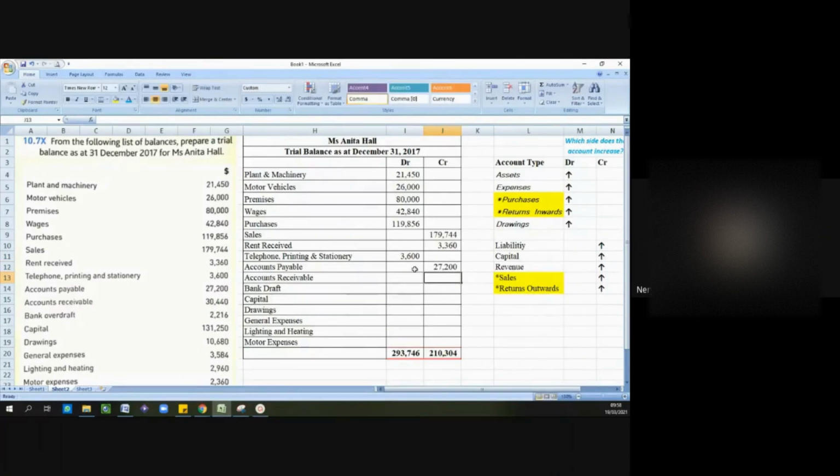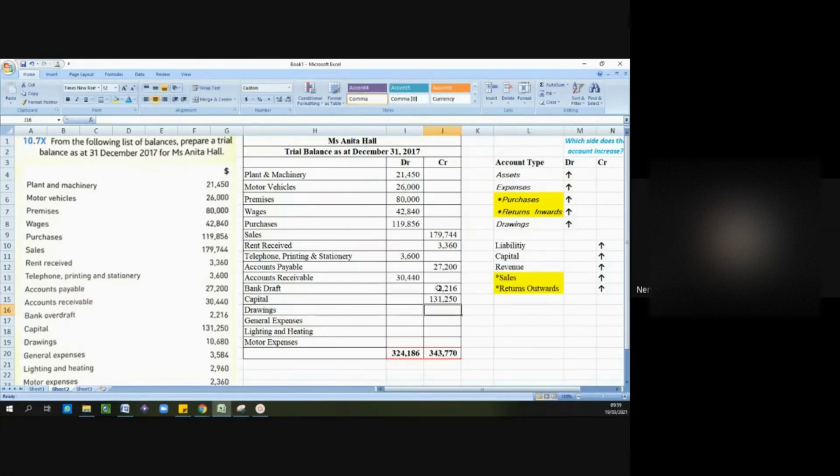Okay. Accounts receivable. Accounts receivable, okay, that is an asset account. Asset accounts, debit side of the T account. So it will be on the debit column of this trial balance, 30,440. Bank overdraft, I told you at the beginning of the first semester that bank overdraft is basically like a loan, right? So you know that's a liability. So liabilities will have the balance brought down on the credit side. So I'm going to record the balance brought down on the credit column of this trial balance, 2,216. Capital, credit side as well. 131,250.